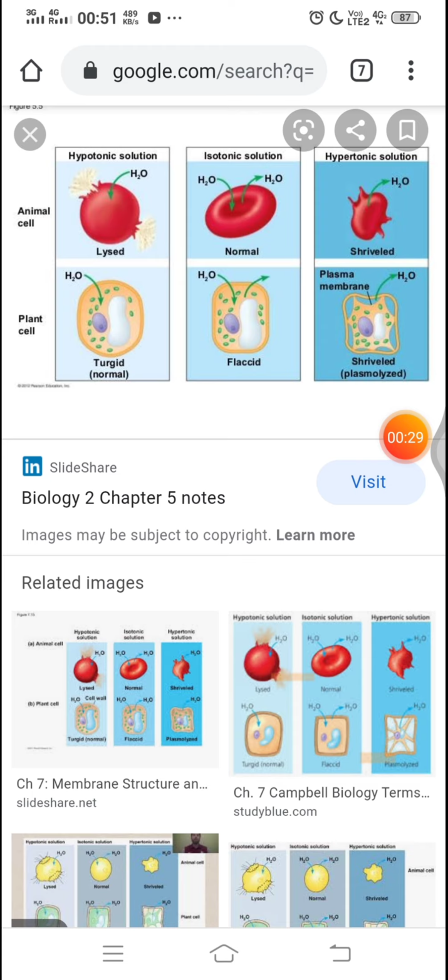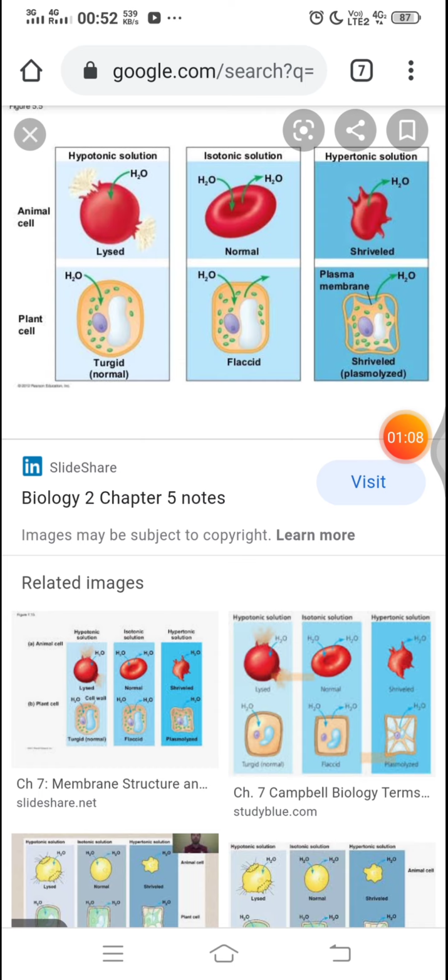So a hypotonic solution means the solution outside of the cell is lower in solute concentration. In an animal cell, what will happen? Water moves in and it will be lysed. But in a plant cell, it will become turgid. Turgid means it becomes very big, but it will not burst, because of the cell wall.